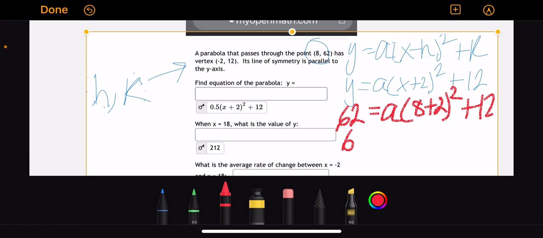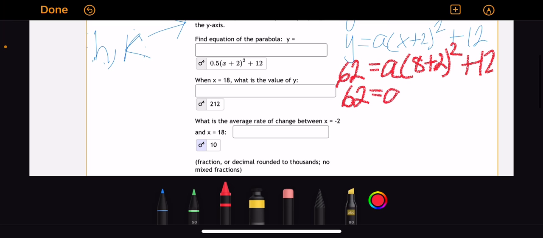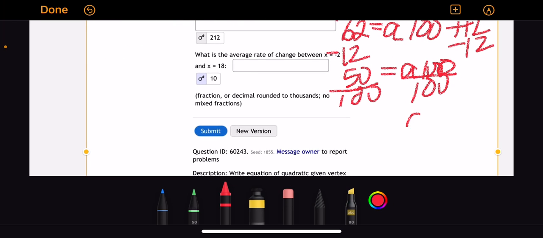So now you have 62 equals a times, what is that? 8 plus 2 is 10. 10 squared is 100. Okay. Then we subtract 12 from both sides, and we get 50 equals a times 100, which we can now divide by 100. And that's how we get a equals 0.5, right? 50 over 100 is 0.5.